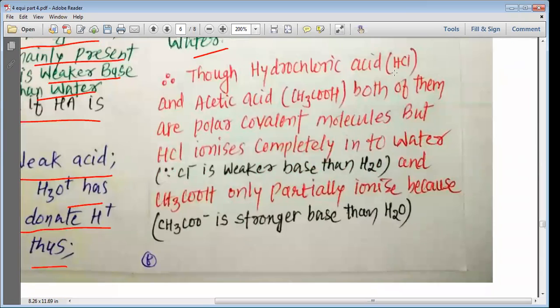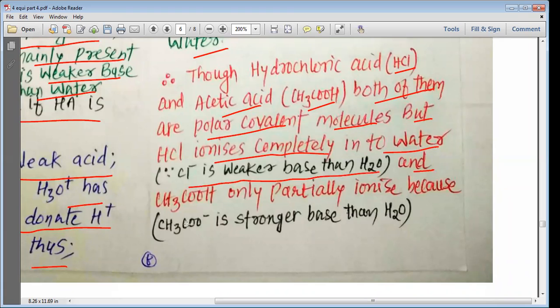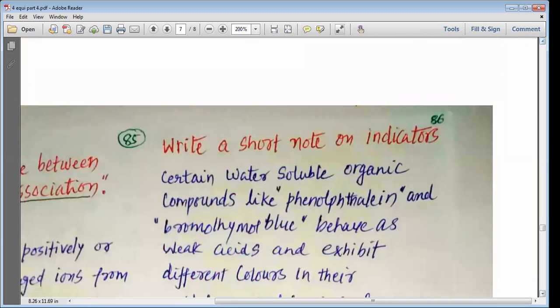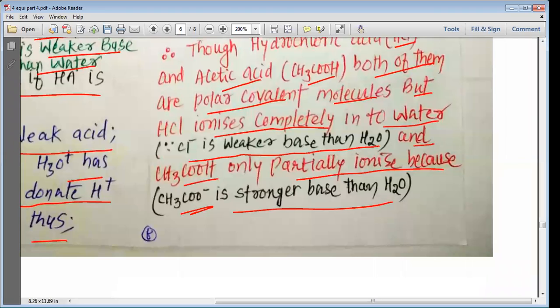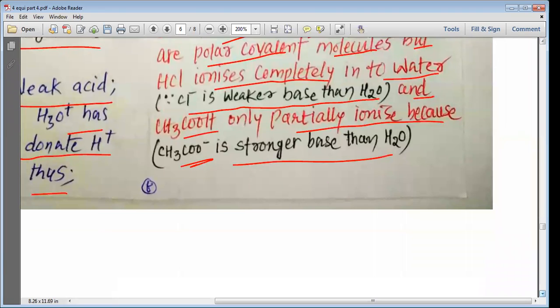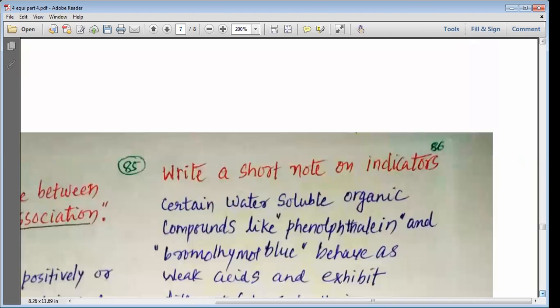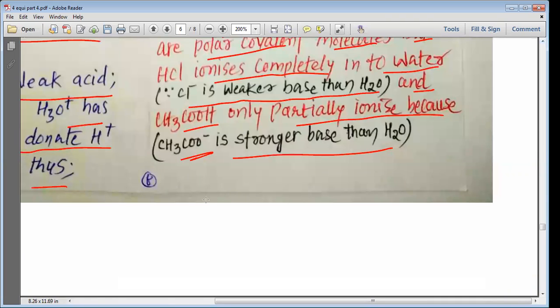Though hydrochloric acid HCl and acetic acid CH3COOH are both polar covalent molecules, HCl ionizes completely in water. Therefore, the Cl minus ion is a weaker base than water, and CH3COOH only partially ionizes in water, and that is why the CH3COO minus ion is a stronger base than water. So please remember, my dear students, why some acids behave like strong acids and some acids behave like weak acids. Some acids behave like strong acids because their conjugate bases are weaker bases than water.